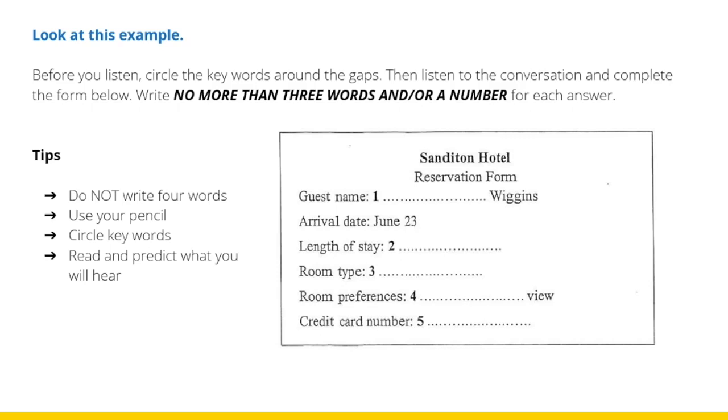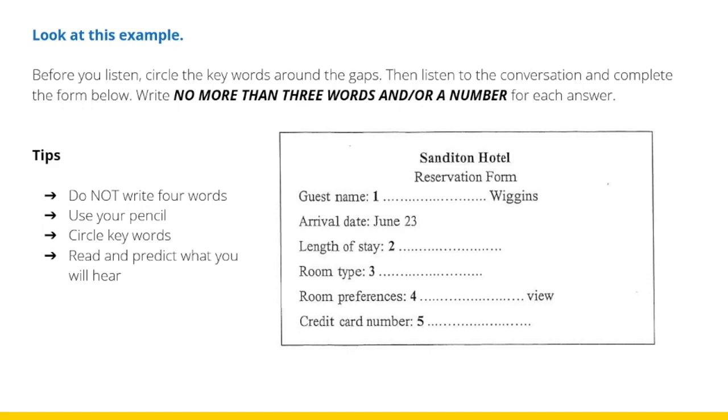So as you see, we have a table below and you have a title that states the following: Sandington Hotel reservation form. You are given 5 numbers which are followed by the gaps that you have to fill out. For example, as you see, before number 1, you have 2 words, guest name. And then you have a gap and Wiggins. Wiggins, it's a last name. And when you are listening to your recording, you have to write down and identify what kind of first name goes before this last name.